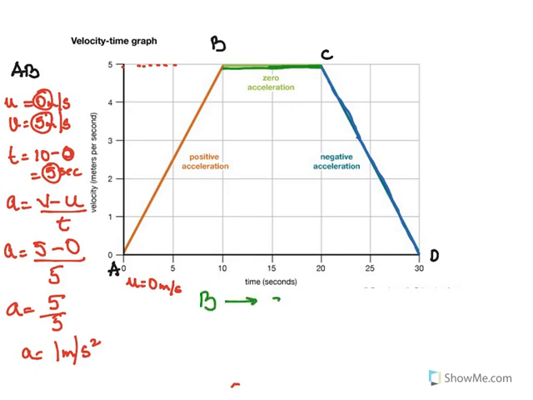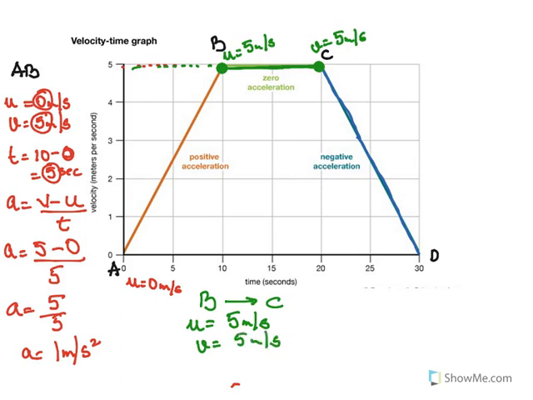From B to C, let us see what happens. So this is the point at B here, and this is the point at C. Now at B, the velocity, see, this is the velocity at B. The velocity is 5 meter per second. So we'll write here at B, the u, initial velocity, 5 meter per second. And when it reaches C, the velocity remains the same. It's a straight, horizontal line. At C, which is the final position, it is also 5 meter per second.